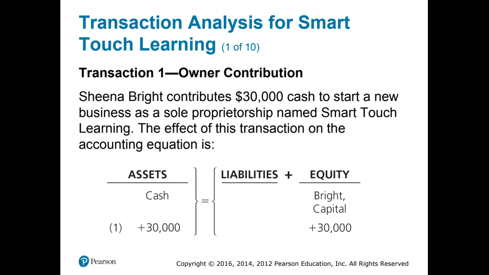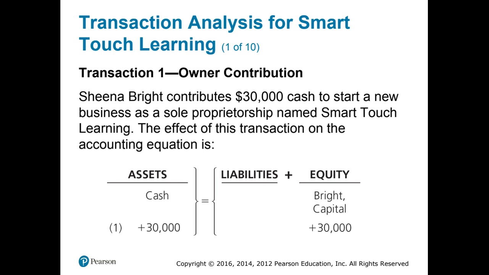So here we have a transaction on page 14. We are assuming that Sheena Bright contributes $30,000 cash to Smart Touch Learning, which is a corporation. She contributes cash to them in exchange for stock, so she's buying $30,000 of stock in Smart Touch Learning. The e-learning business receives the $30,000 cash, and they issue common stock to Sheena Bright. The effect of this transaction on the accounting equation is as follows.